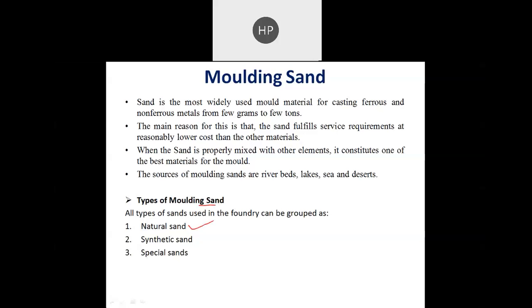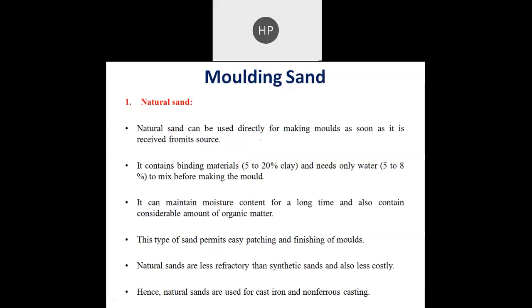So natural sand, synthetic sand, and special sand. Natural sand, as we talked, is sand which is used as we get it directly from the resource, and in that we have 5 to 20 percent clay and 5 to 8 percent water is used, and generally it is useful for cast iron and non-ferrous casting.